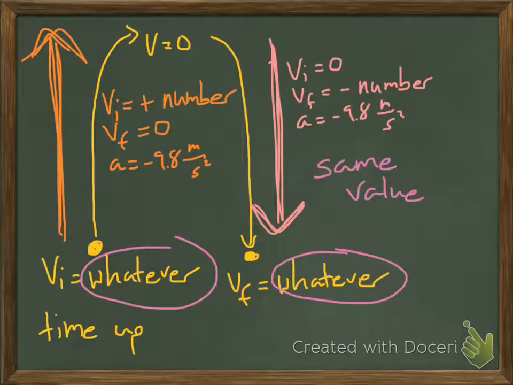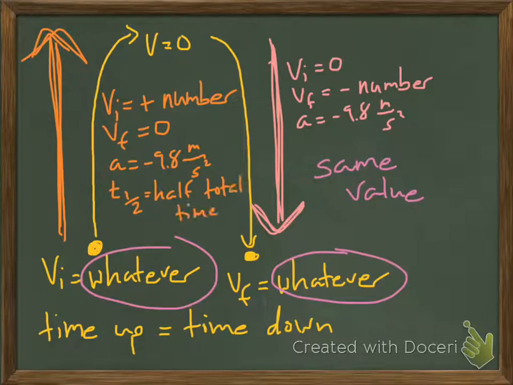How about the time? The time it takes to go up, as it turns out, is identical to the time it takes to come down. So your time on the way up is half of your total time, and the time on the way down is half of your total time. And you can add those two together to get the total time for your trip.